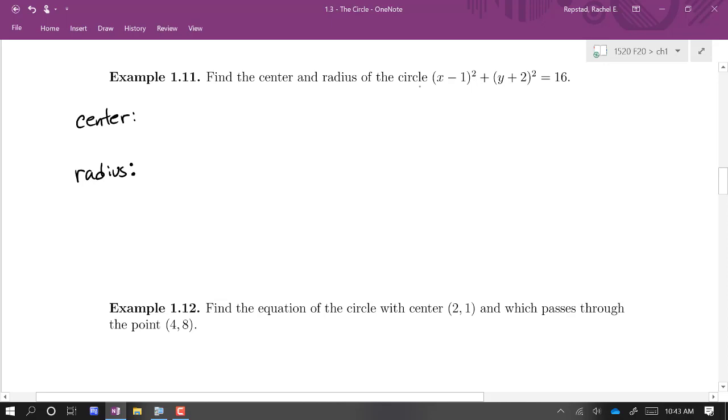So the center is the point (1, negative 2), so I've had to flip these signs. And the radius is the square root of 16, or 4. Remember that the number by itself in the standard form is r squared, so we have to take the square root to get the radius.